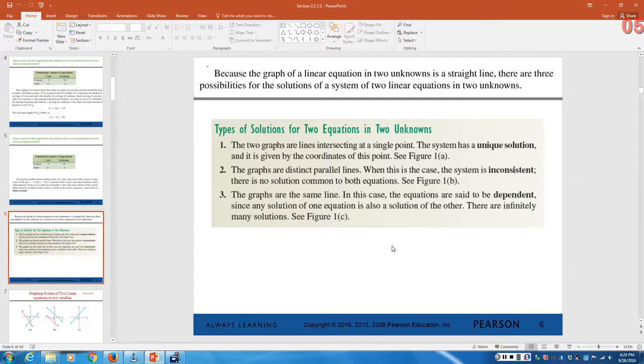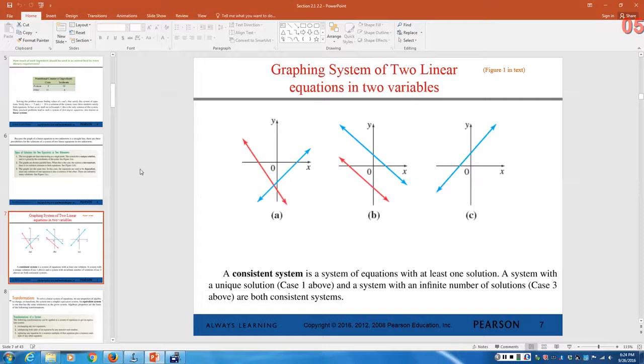You first have to recognize that it is possible to have a system of equations, or 2 equations, that don't have any solutions in common. Hopefully, it has at least one solution in common. Some systems of equations have many, many, many solutions, infinitely many solutions. We're going to look at the graphs to see when that's so.